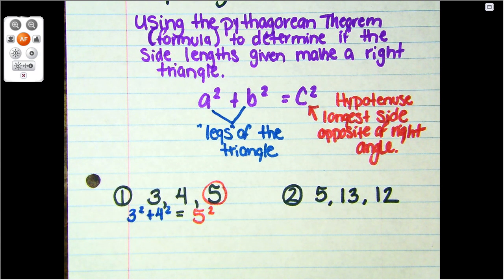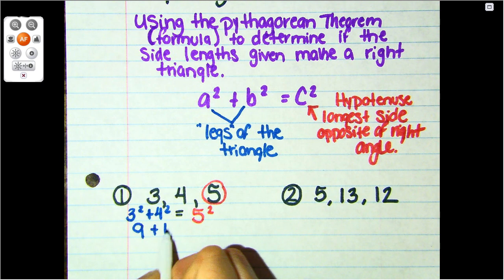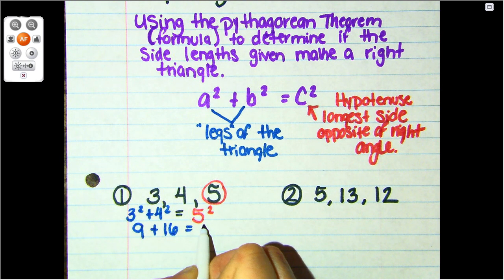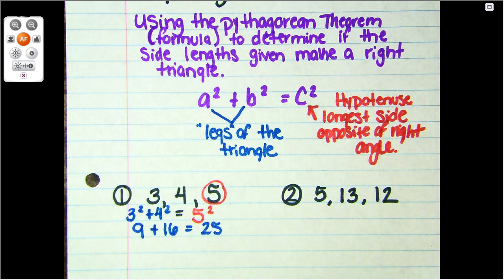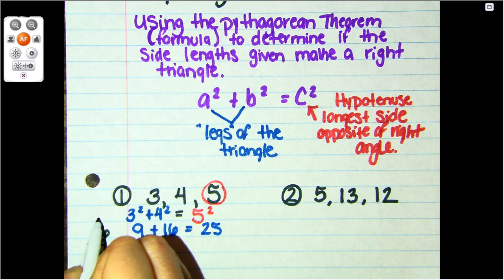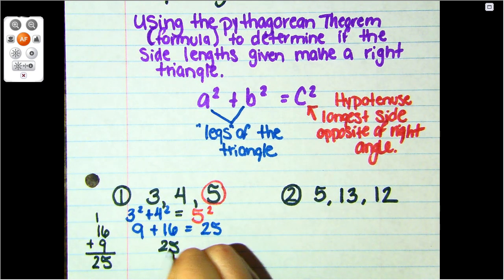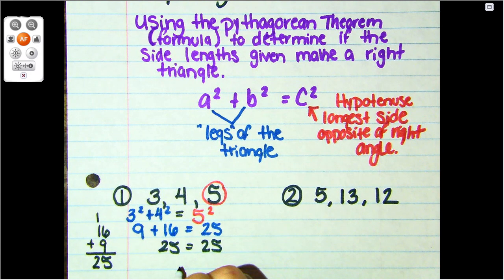Let's figure out if this is a true statement. So 3 squared is 9, 4 squared is 16, and 5 squared is 25. So we need to determine if 9 plus 16 is in fact 25. If you go off to the side, you can even add them. Let's do 16 plus 9. That is 25. So 25 does in fact equal 25. So this is true. It does make a right triangle.